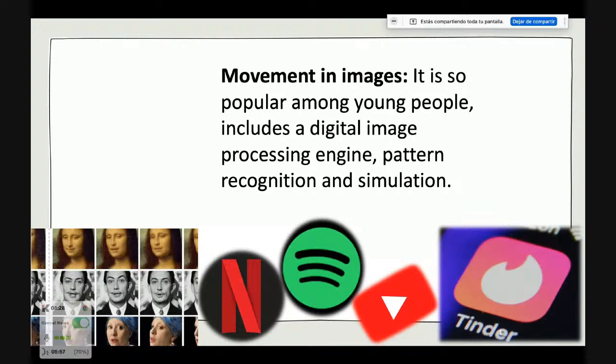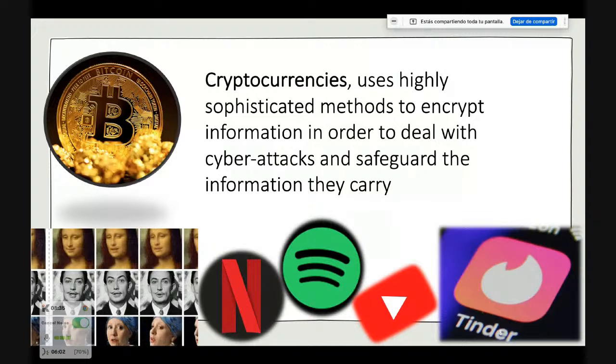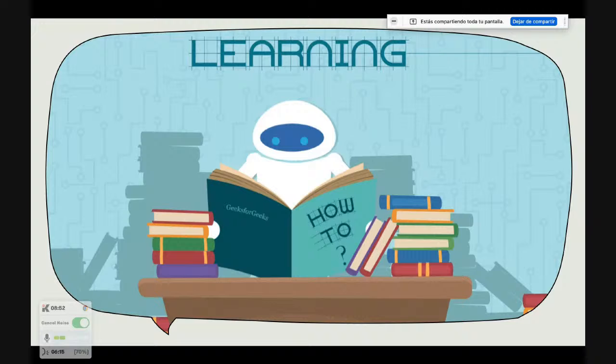And finally, the cryptocurrencies, Bitcoin being the most famous, use highly sophisticated methods to encrypt information in order to deal with cyber attacks and safeguard the information they carry. Now, the question here is, exactly how does machine learning work? Well, we will now review this aspect in more detail.